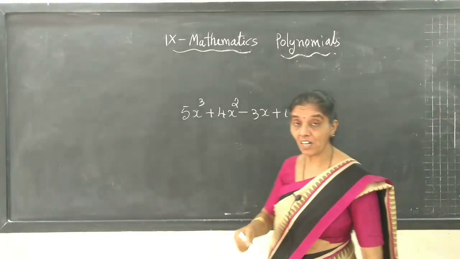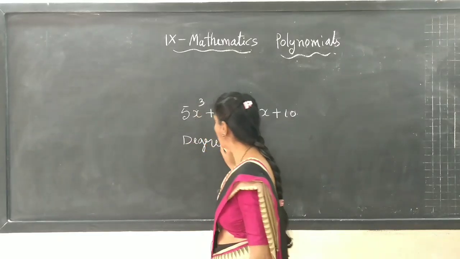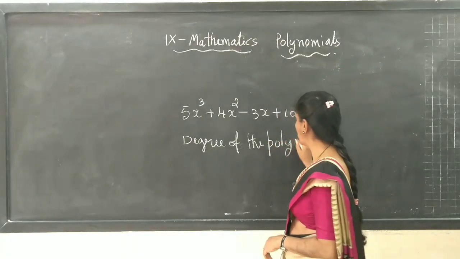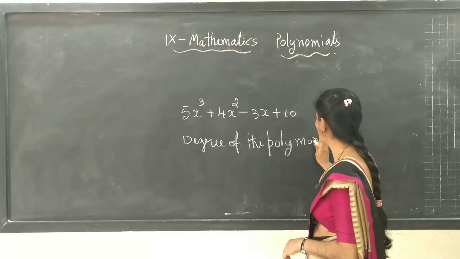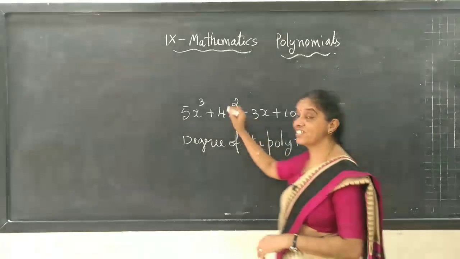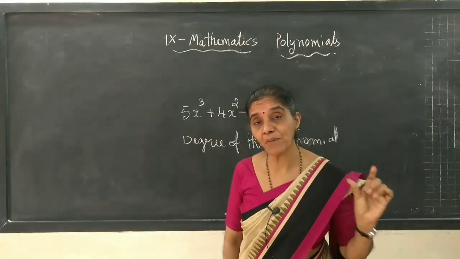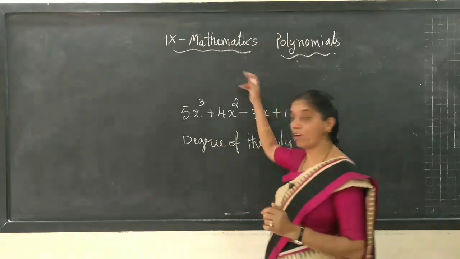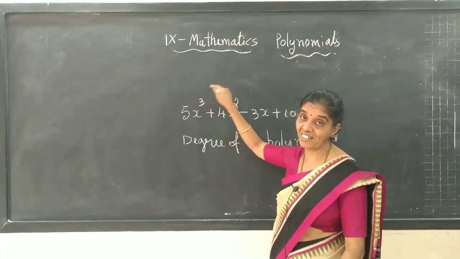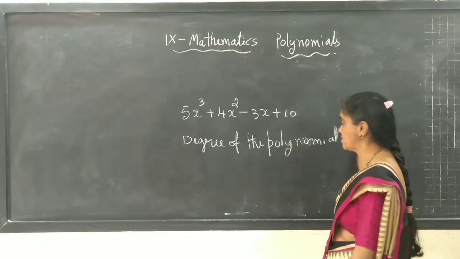Now we are studying the degree of the polynomial. What is the meaning of degree of the polynomial? Degree of the polynomial is nothing but, in any polynomial, you have to see the power of the variable which is highest in that particular polynomial. If you observe this polynomial, here the highest power is 3. X to the power of 3 is the highest power. So the degree of this polynomial is 3 in this case.